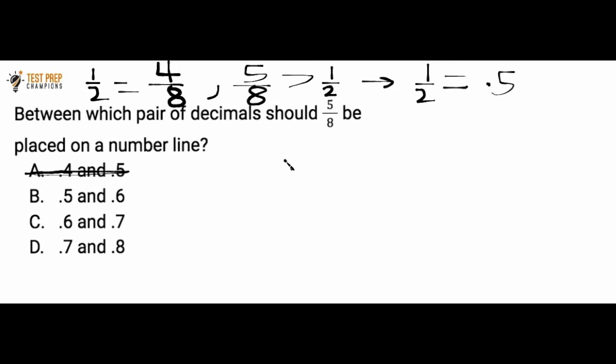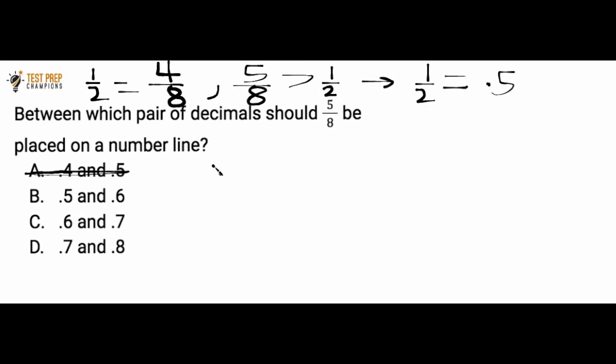The next thing I would do is, we know that 5 over 8 is bigger than 0.5. But we next want to see, is it greater than or less than 0.6? If 5 over 8 converted to a decimal is bigger than 0.6, then we would know that B is the wrong answer here. So how do we do that?